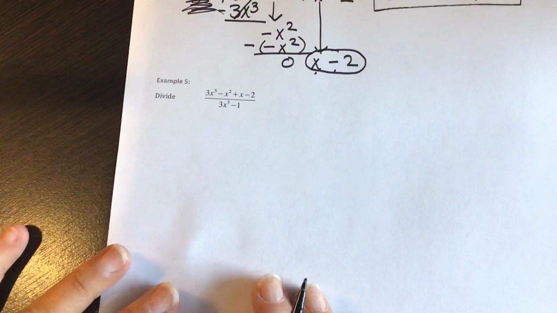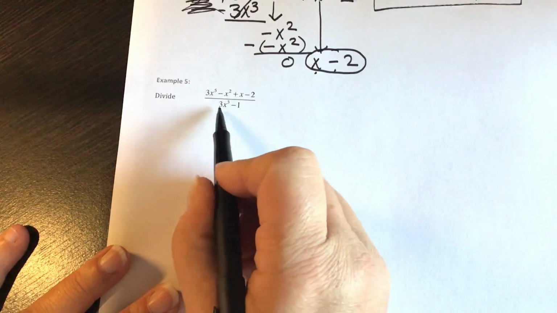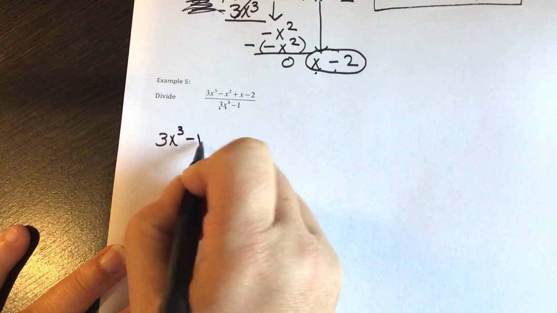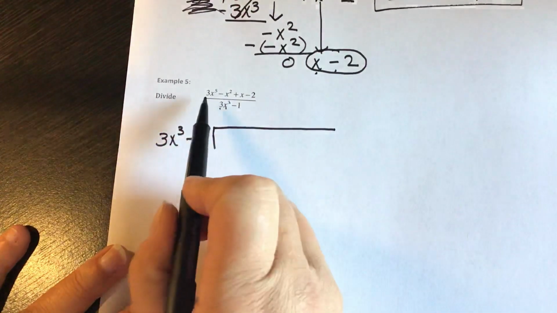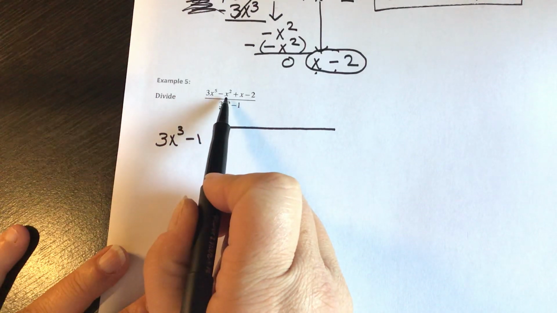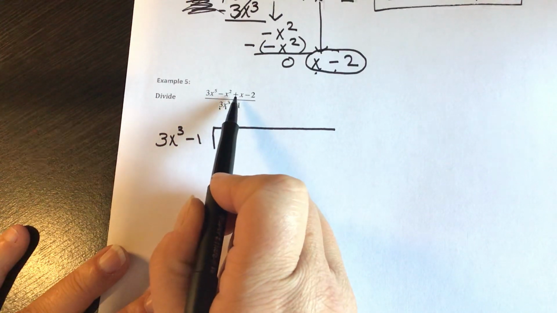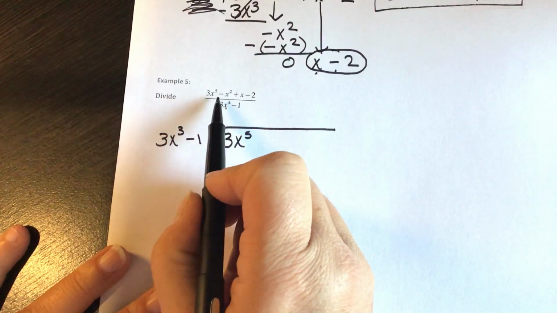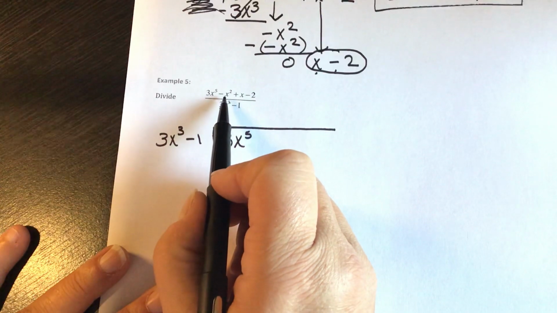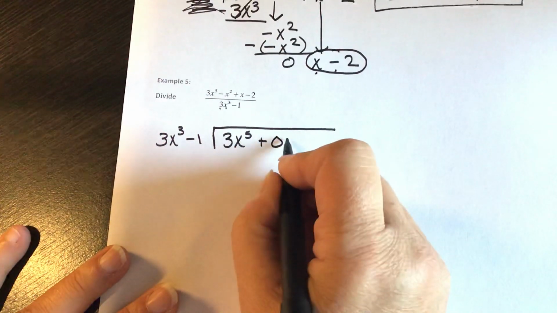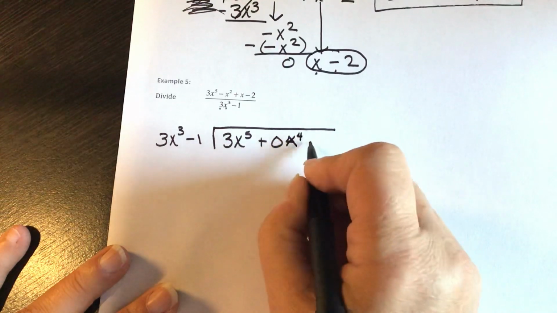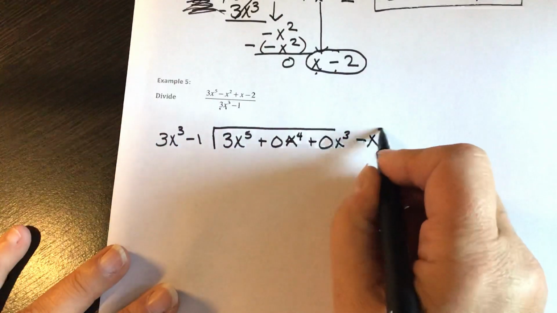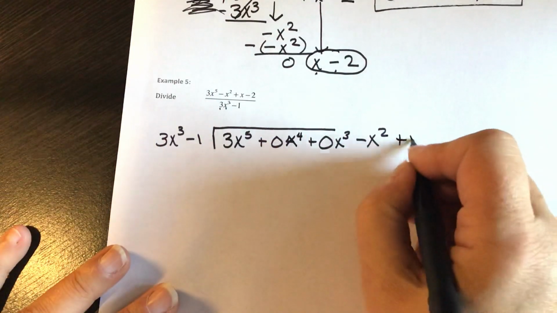And the very last one, I am dividing by 3x to the third minus 1. That's going into x to the fifth. Oh, so I have some spaces here that I am not accounting for. So I'm going to start with x to the fifth. I don't have any x to the fourths or x to the thirds, so I'm going to hold those spaces. 0 x to the fourth plus 0 x to the third minus x squared plus x minus 2.